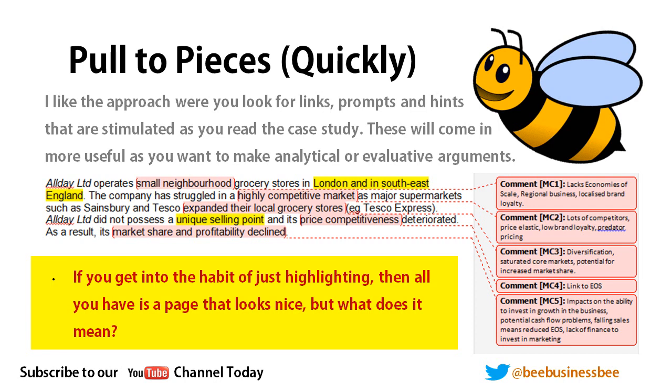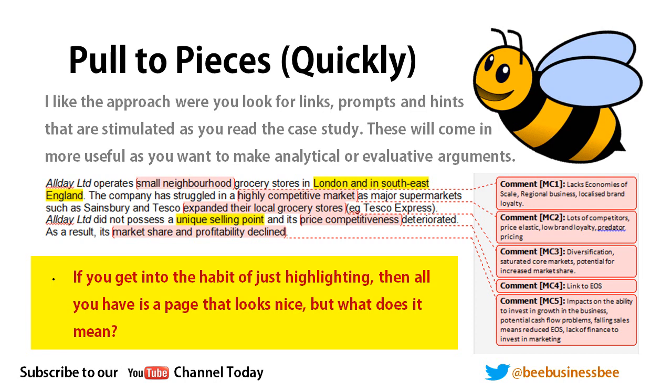So as you can see there, it says All Day Limited operates in a small neighbourhood grocery store in London and the South East. So I highlighted this London and South East so I know exactly which region it is. But the small neighbourhood thing I've thought about straight away. As soon as it's small, I thought lacks economy of scale. It's a regional business. It's localised. It's got brand loyalty. It's in a local area.